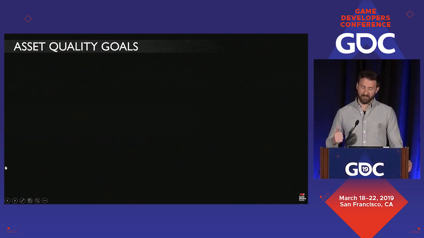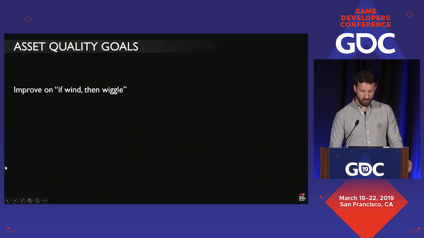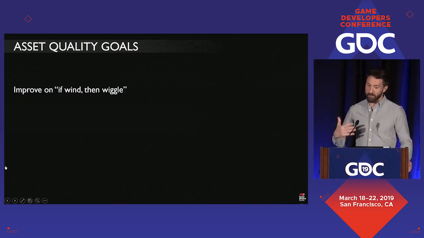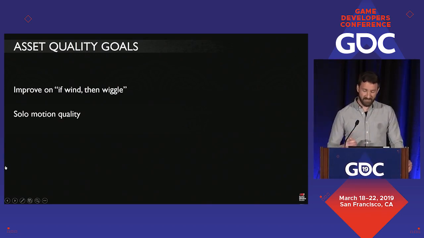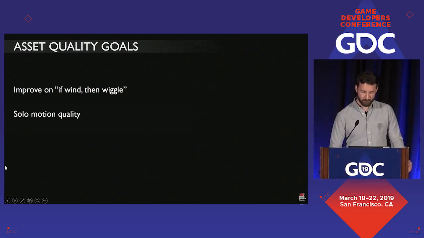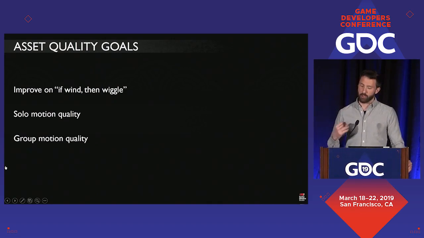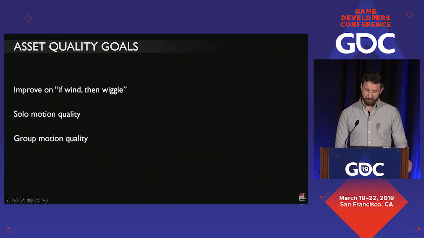When developing our assets and workflows, we need to respect those goals plus a few more. At a bare minimum, I think we can do better than if wind, then wiggle. Let's not just improve functionality, but aim for better results, even in conditions that don't require a fully dynamic system. An isolated model should look good when wind is blowing across it for all wind speeds, and a group of models should look good together when wind is blowing across them. In other words, neighboring models should appear cohesive in their behavior.